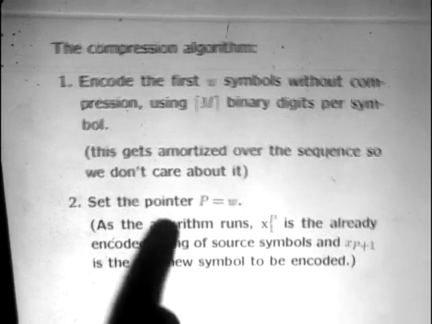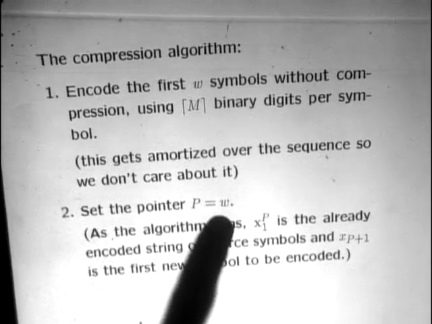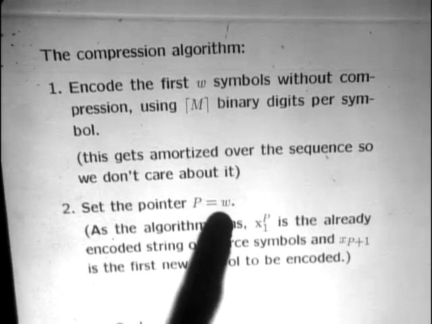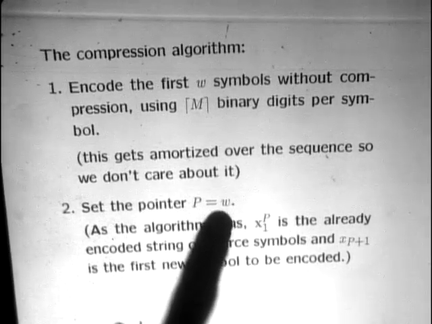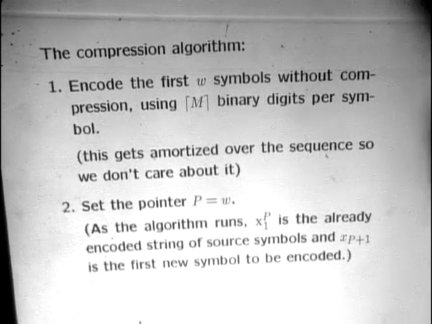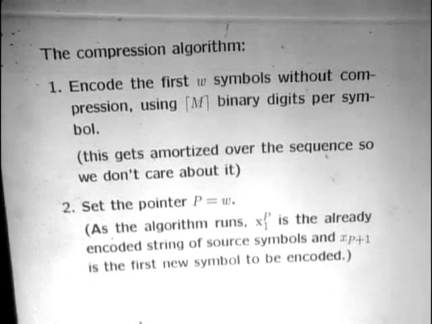So we then have a pointer, and we set the pointer to W. Okay, so the pointer is the last thing that we encoded. So we have all this encoded stuff starting at time P. Everything beyond there is as yet unencoded. So that's the first step in the algorithm. So far, so good.